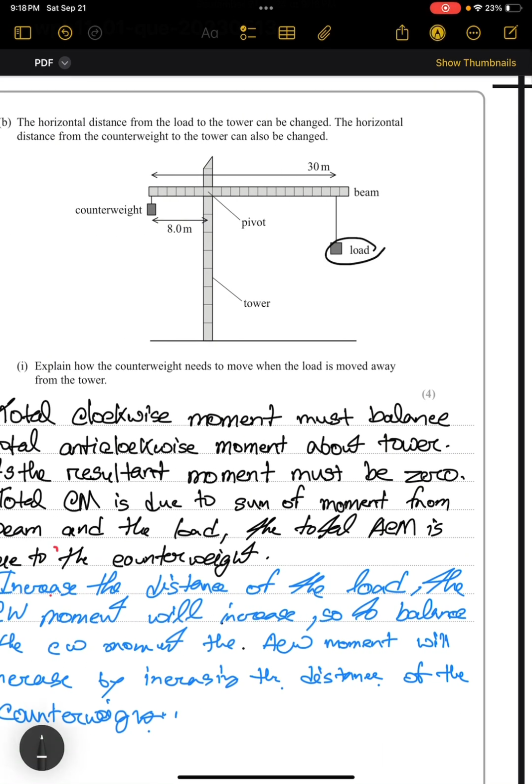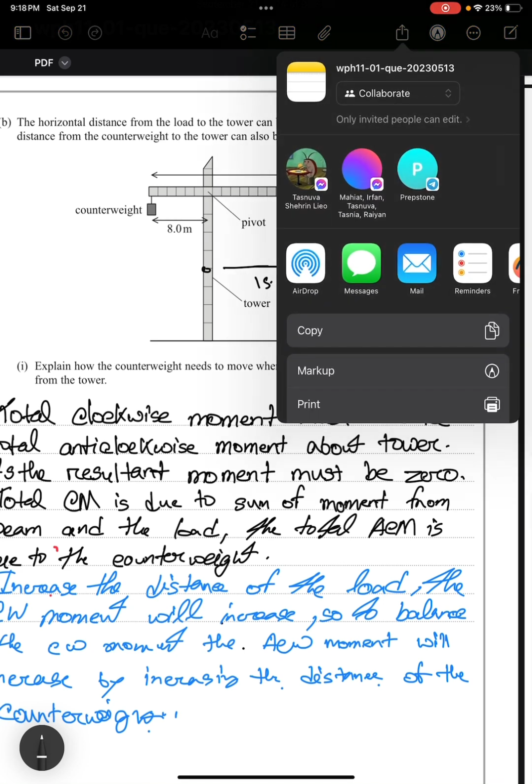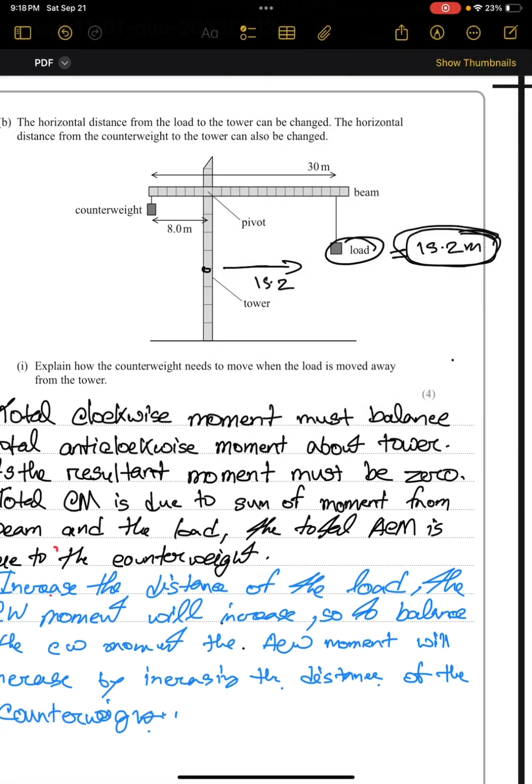So this load can go up to 15.2 meter. It cannot go any further than 15.2 meter from the tower. Up to that, the forces will be in equilibrium. The forces will be balanced. So if the load crosses this 15.2 meter, then this beam will topple. This beam will fall.